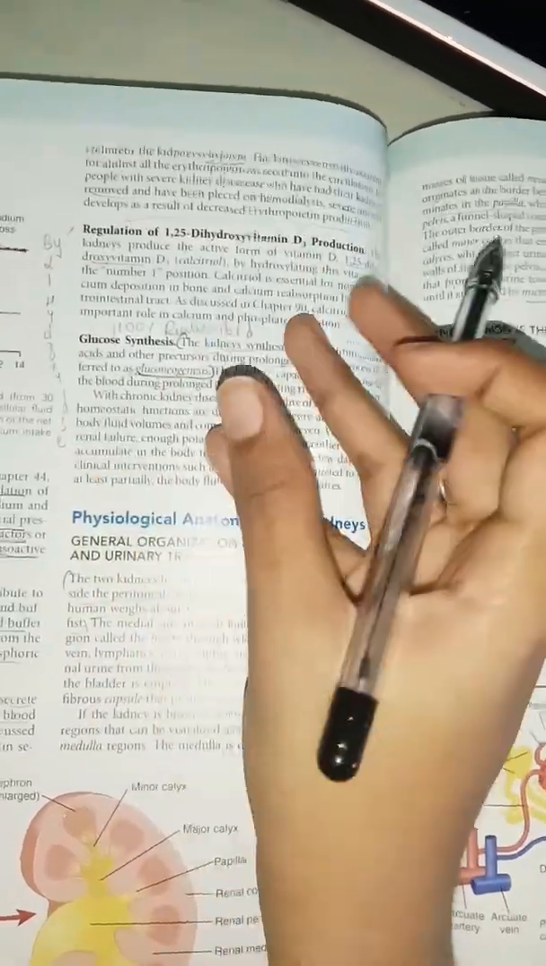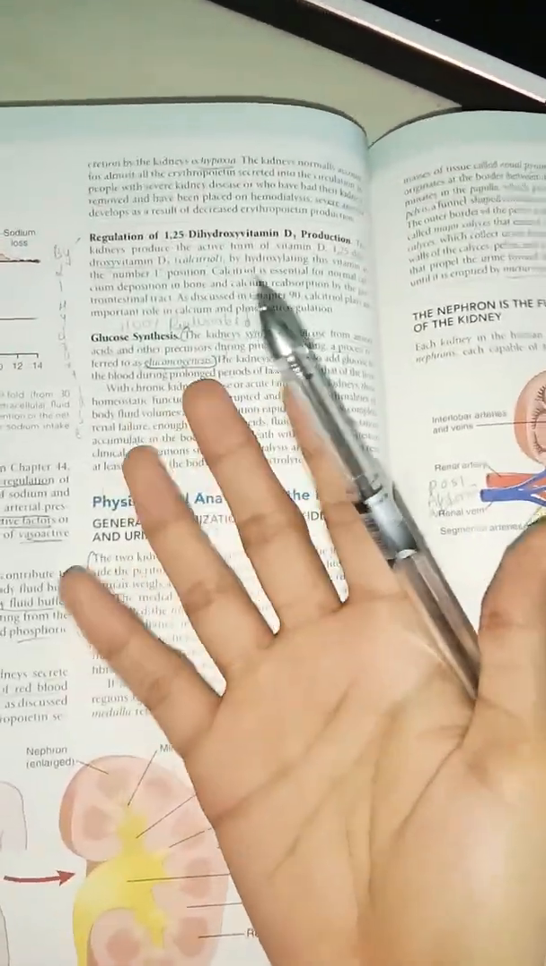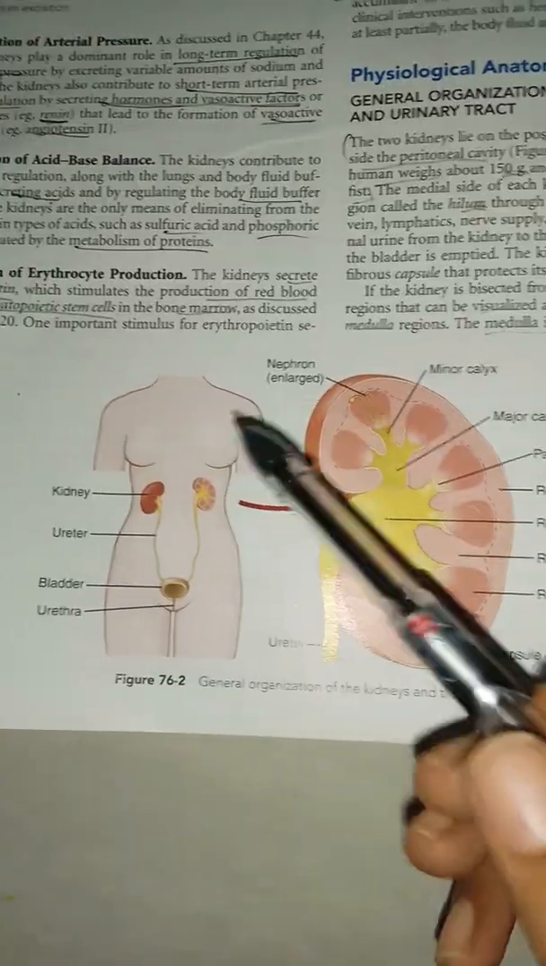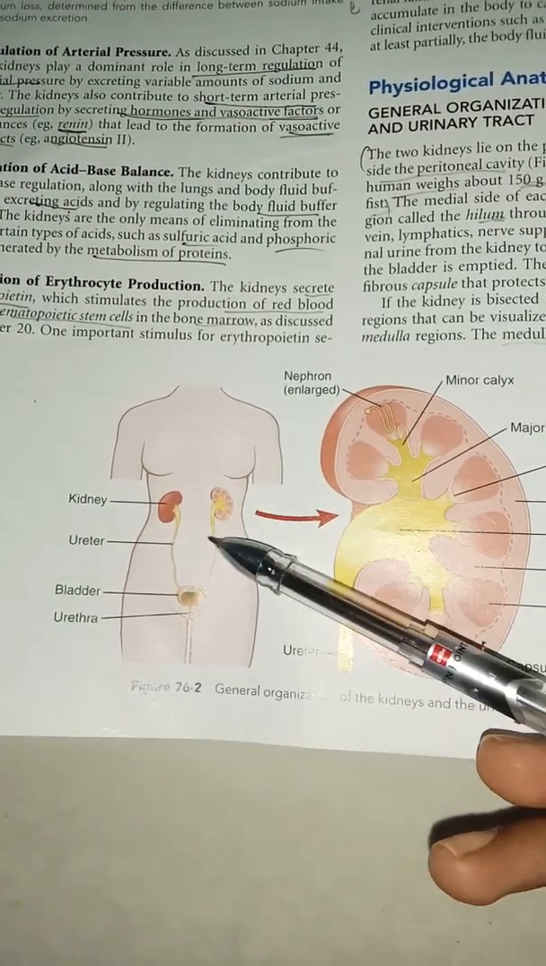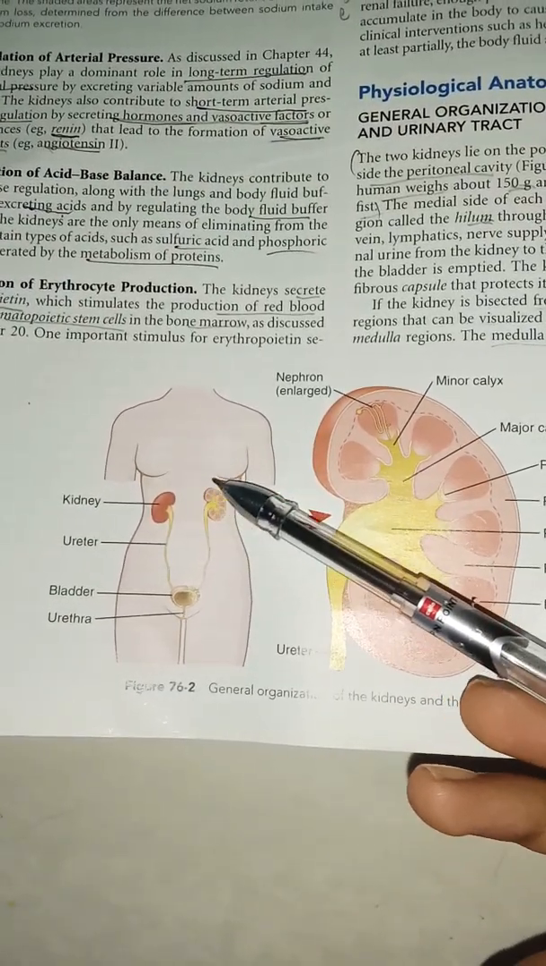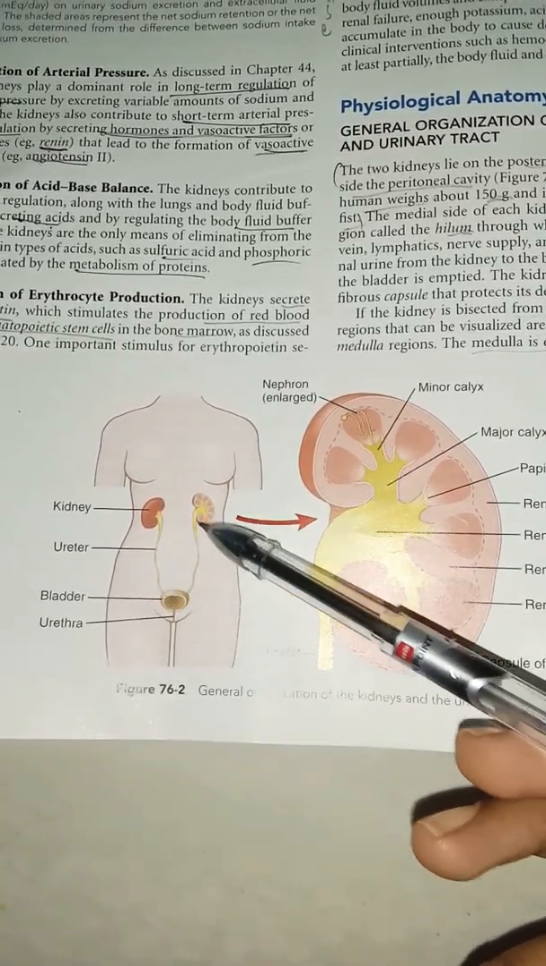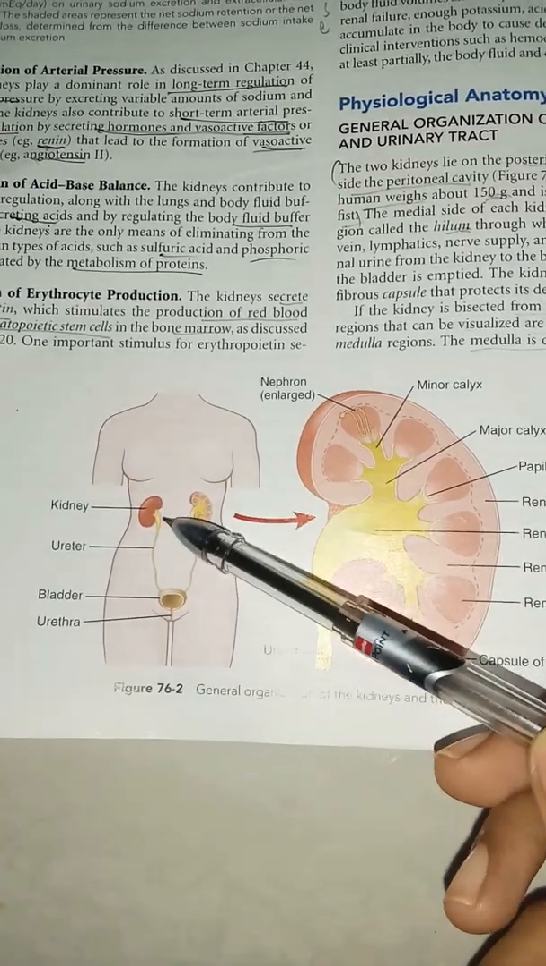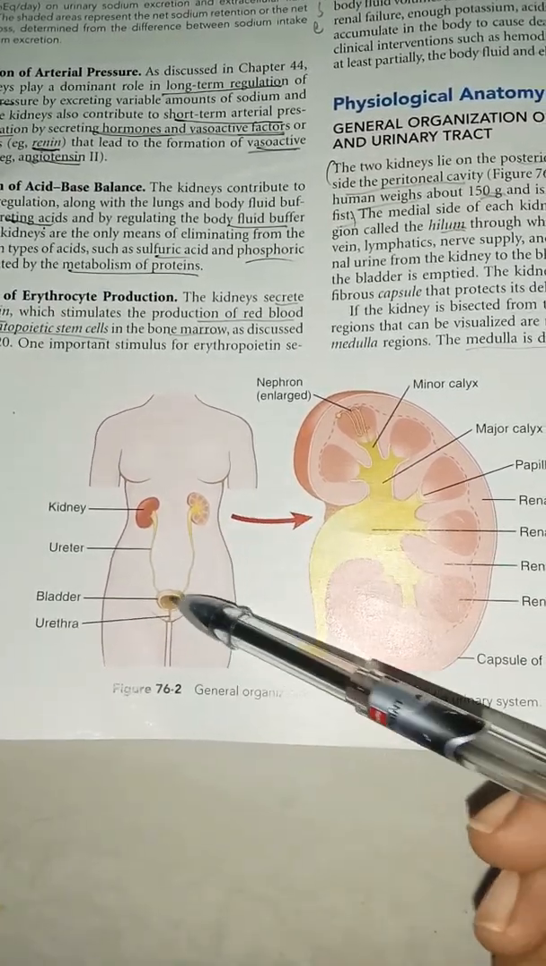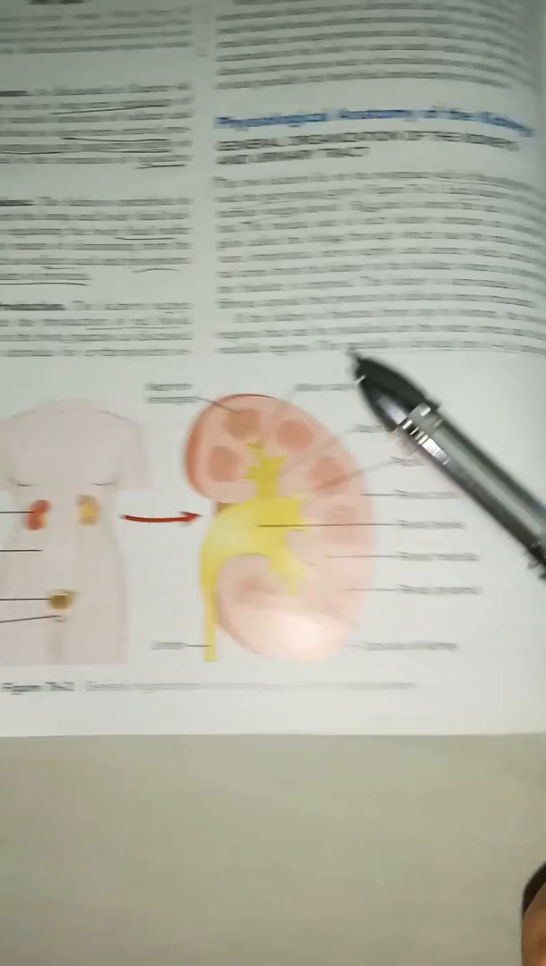So this is how the kidney is involved in gluconeogenesis. It can produce glucose. Here you can see the kidney's position. The left kidney is somewhat higher than the right, and you can see the ureter coming from the hilum, closing in a bladder and coming out as the urethra.